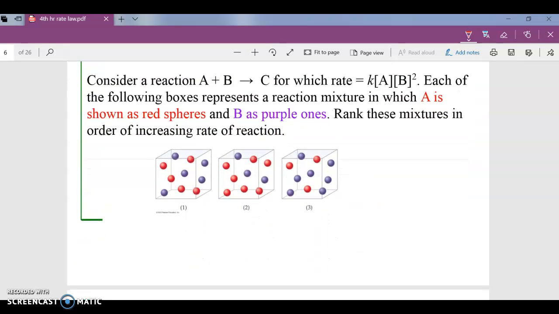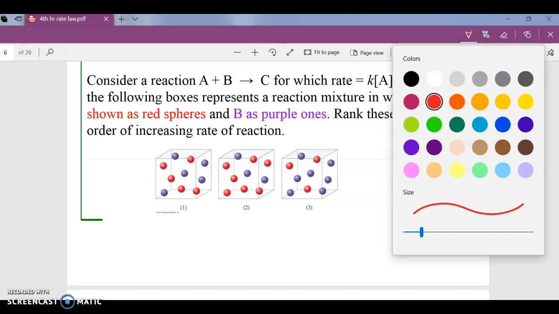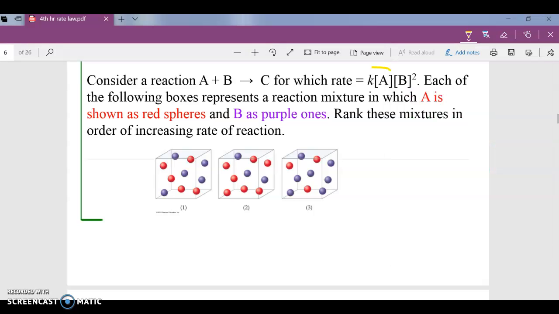Okay, let's take a look at this one. You should also be able to do this part too. So if you want to pause it and take a look at it, and then come take a look with me. We're trying to rank these mixtures in order of increasing rate of the reaction. And again, our rate law tells us this. So let's take a look at the rate law. It's at the top here. Here's my rate law. They give me the equation too, but notice how I'm not using the equation at all. It's not useful in the case of these examples.